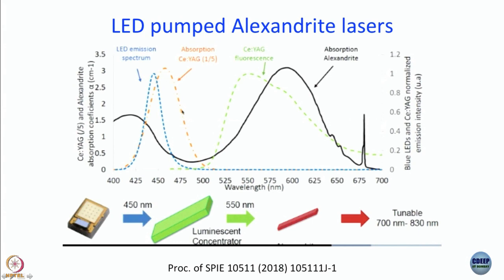And it overlaps very strongly with the absorption spectrum of cerium YAG, which has a maximum at 460 or somewhere like that. Then the emission of the cerium YAG is, you see, very broad emission, 550 or so. And this emission spectrum has a very strong overlap with the absorption spectrum of alexandrite. So the idea is, use an LED, excite cerium YAG, it will emit, somehow concentrate that emission and deliver it to alexandrite. Now alexandrite can emit.